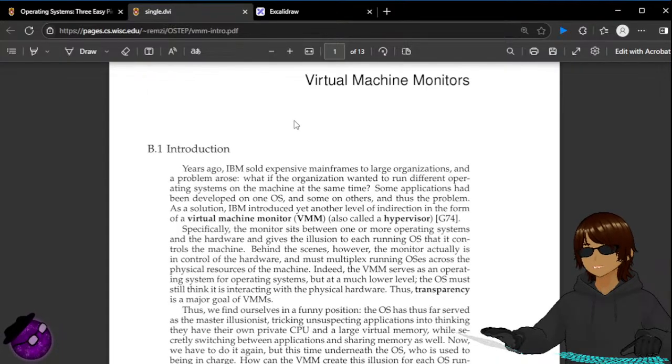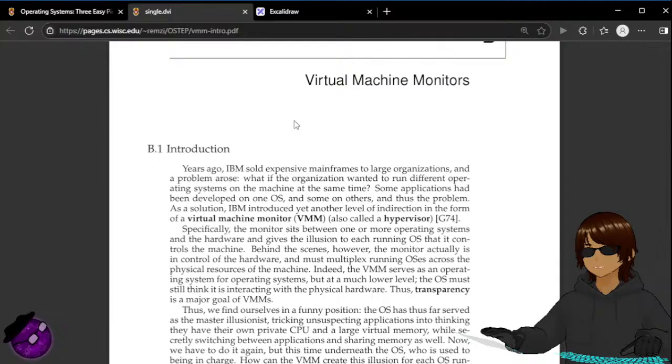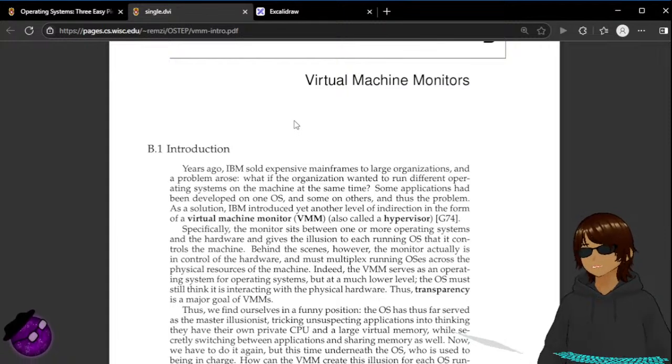Years ago, IBM sold expensive mainframes to large organizations, and a problem arose. What if organizations wanted to run different operating systems on the machine at the same time? Some applications had been developed on one OS and some on others, and thus the problem. As a solution, IBM introduced yet another level of indirection in the form of a virtual machine monitor, also called a hypervisor. Specifically, the monitor sits between one or more operating systems and the hardware and gives the illusion to each running OS that it controls the machine.